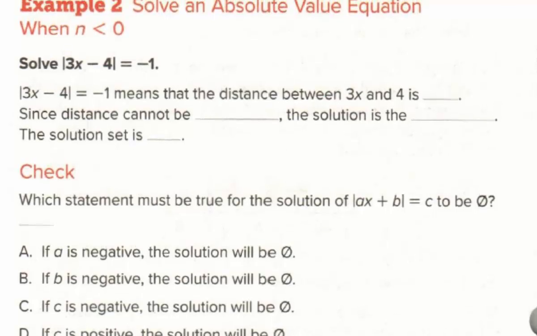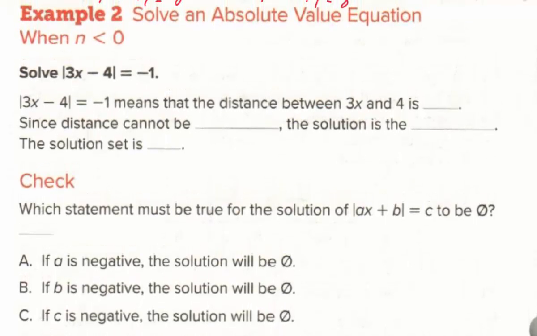Example 2 says solve an absolute value equation when n is less than 0. That means the output is going to be of the absolute value is equal to 0 or less than 0, meaning negative. So here in this problem right here, absolute values are distance calculations, and distances are never negative.